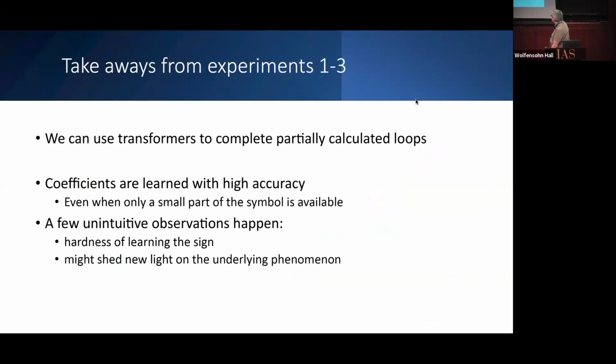I don't understand why. So the main takeaways at this point are that we can use transformers to compute partially calculated loops. We could very well calculate half or maybe a third of a loop and let the machine finish. We have techniques to verify that the model predictions are right. This is important. The coefficients are learned with very high accuracy. Even when you have only a little bit of the symbol, you can learn the coefficients. And you learn a few unintuitive things about the model, notably learning the magnitude before the sign, which might correspond to some, up till now unknown, properties of the symbols or properties of amplitudes.